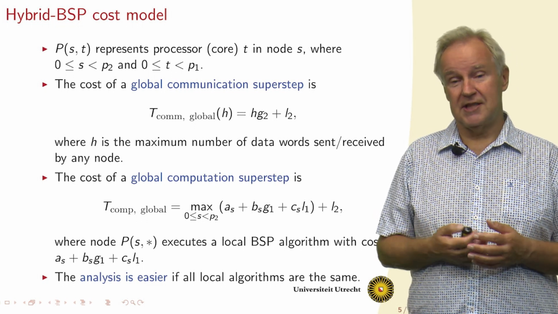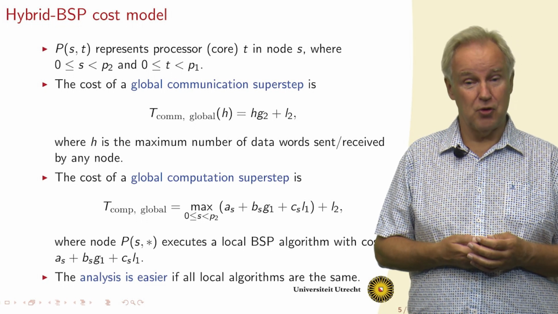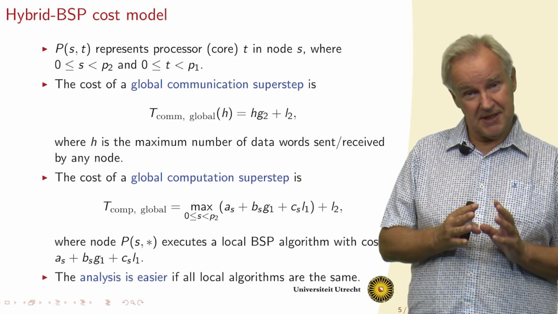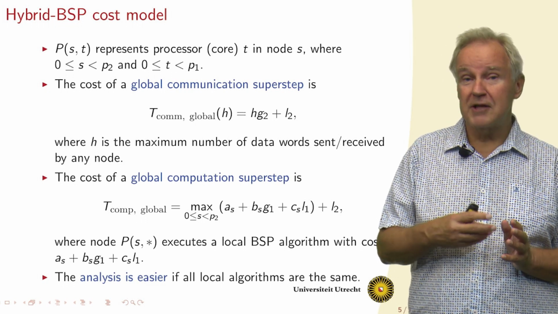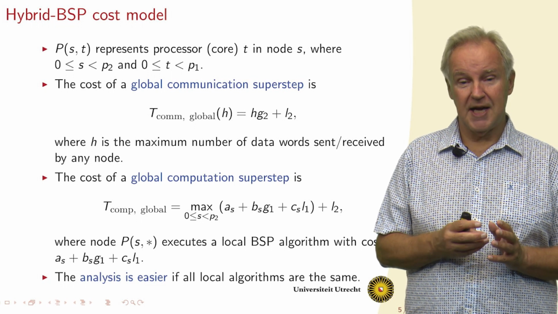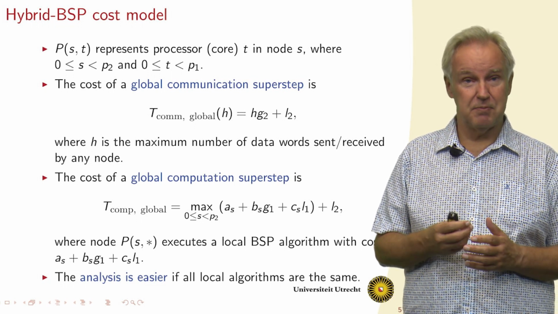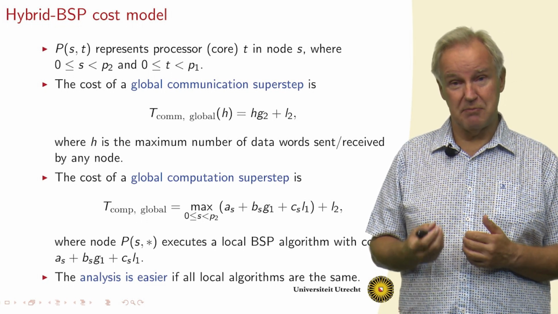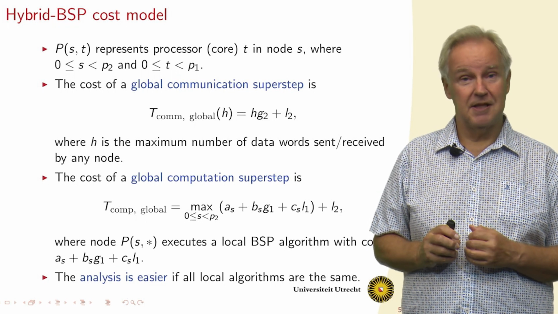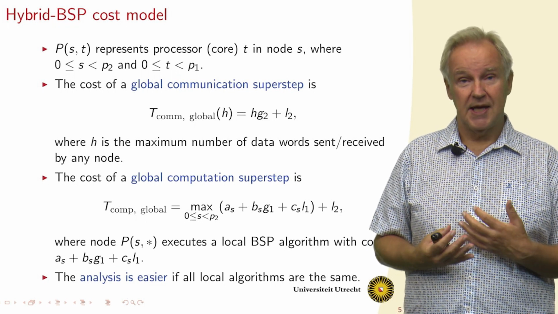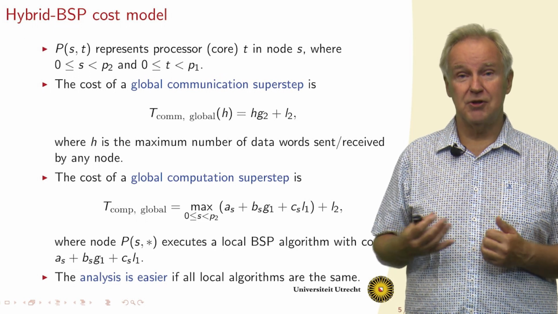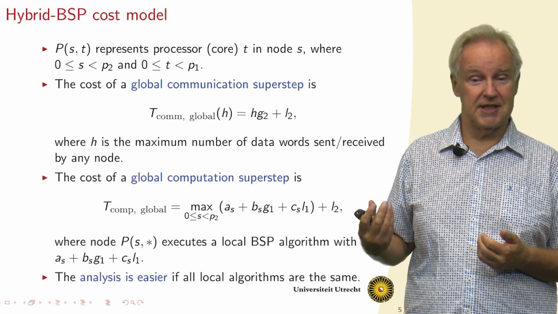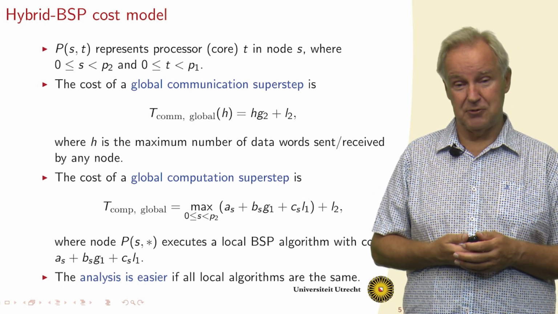Now, what is then the cost of a global computation superstep? Here we have to take into account that every node runs a BSP algorithm. So there we get an ABC formula, A_s plus B_s times G plus C_s times L, and the G and the L are then G1 and L1. If we take the maximum over all of those, then we get the cost, and we have a global synchronization at cost L2 that we add to that.